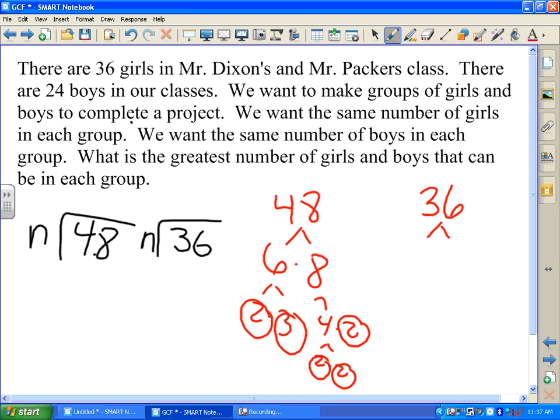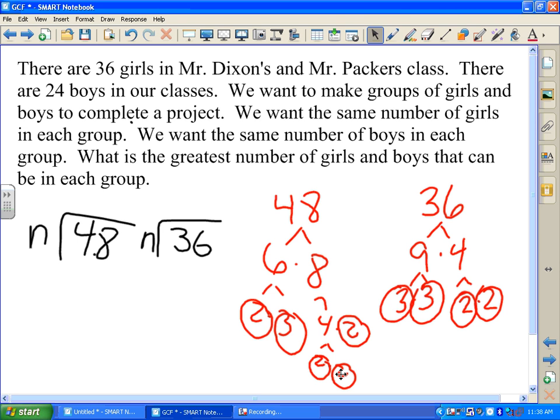Okay, now take 36. Now 36 is 9 times 4. Everybody take 9 times 4 is 36. 9 is composite because I can break it down into 3 times 3. 3 is prime. 3 is prime. 4 is 2 times 2. 2 is prime. 2 is prime.